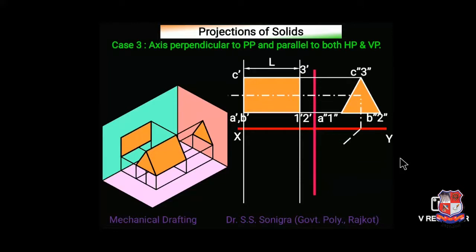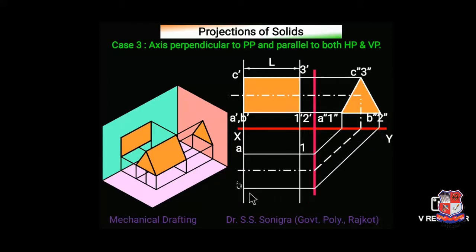Now to draw its top view, take projection from here, a vertical line from here, a line at an angle of 45 degrees, and project it over here. So this is the projection of its center line. Then project this point. Similarly, A1 would be here. Similarly, B1 would be here.